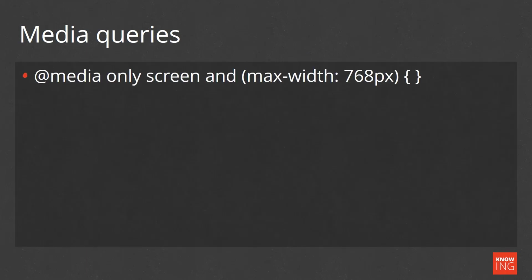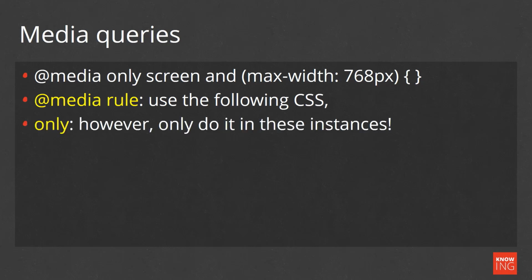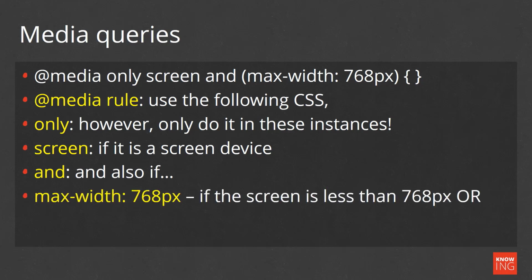So we've got the code @media only screen and (max-width: 768px). Well, let's break that down. The @media rule is saying to the browser, use the following CSS. The only means, however, only do it in these instances. So it's giving parameters for when you should use it. Screen means use it only if it is a screen device. So that leaves out if you need to print it or things like that. And means only if it's a screen and this other condition.